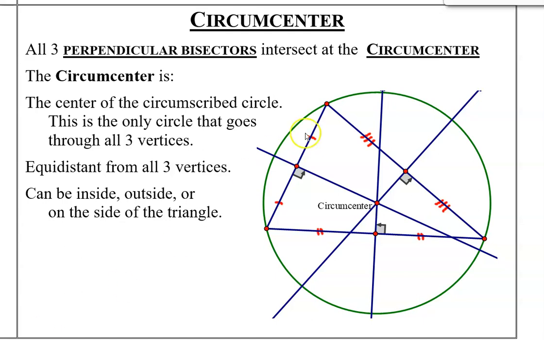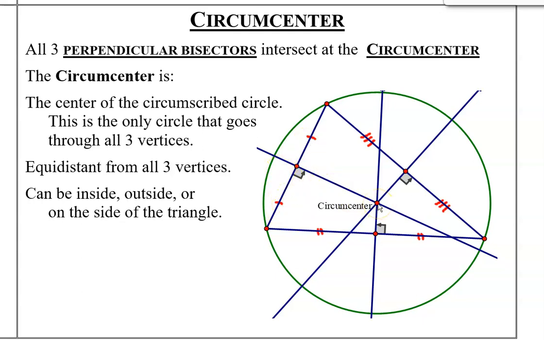The next center we'll talk about is the circumcenter. The circumcenter is created by the perpendicular bisectors of the sides. You can see one down here. It's forming a right angle with the side, and it's splitting the side perfectly in half. Over here, right angle and splitting that side perfectly in half. And here, right angle there in the middle and splitting the side perfectly in half.